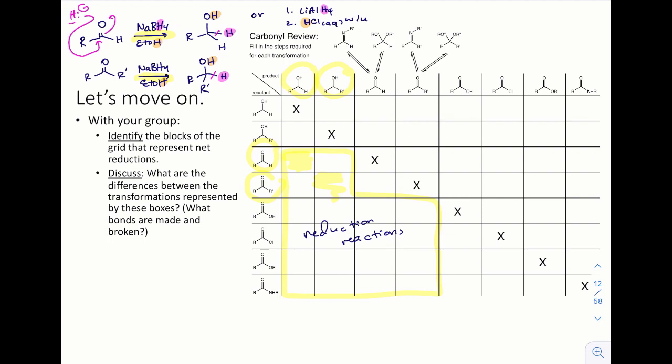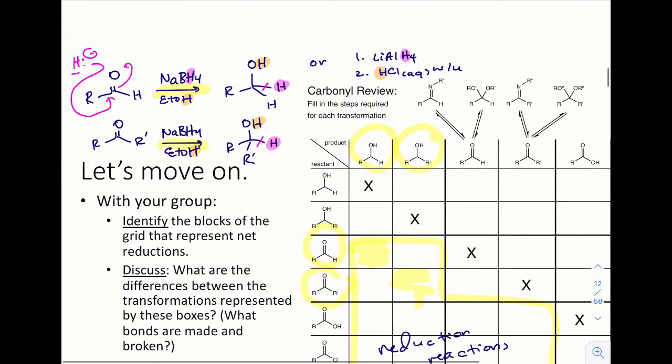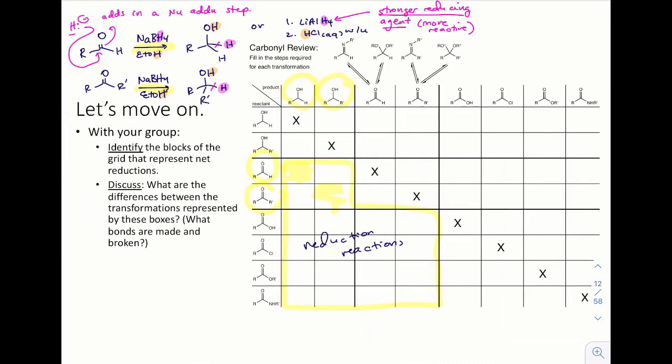Since lithium aluminum hydride is a stronger reducing agent, it provides a more basic form of hydride, and it is incompatible with water or alcohols. It will just react with the water. So the proton must be introduced in a separate step. So that answers the question of these two boxes.